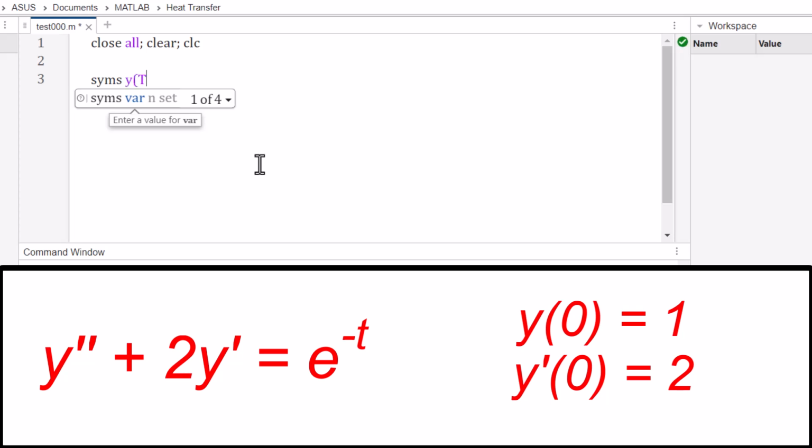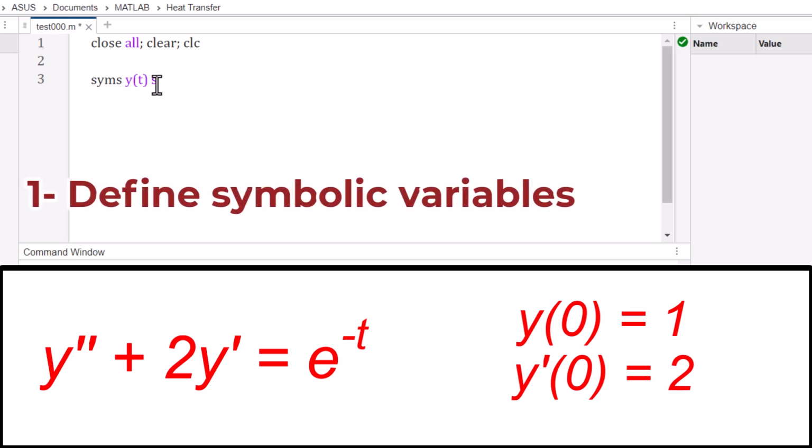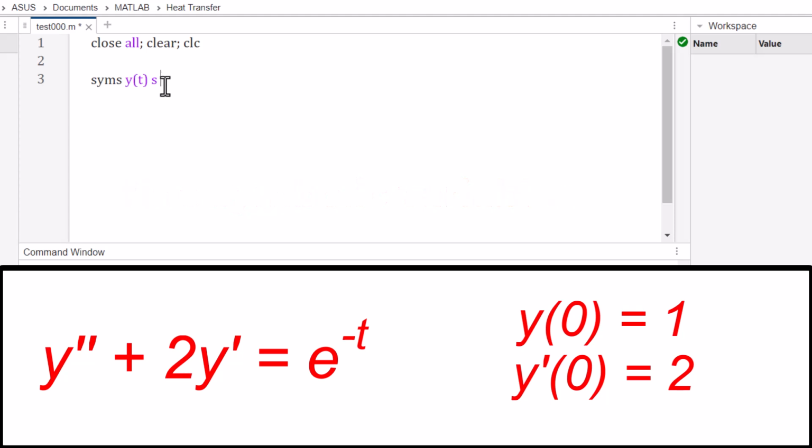Y is a function of time, so this is going to be my first variable. The next variable I define is s, which is an equivalent of time, but in the Laplace domain. So that is the independent variable in the Laplace domain. Next, I define a variable named capital Y, which is an equivalent of y, but in the Laplace domain. So these three are the variables that I defined. And when you define y as a function of t, also t is defined symbolically. So we are off to the second step.